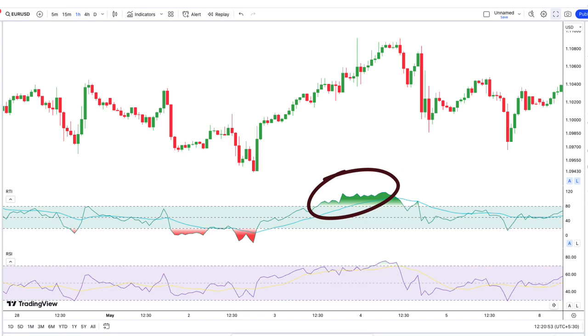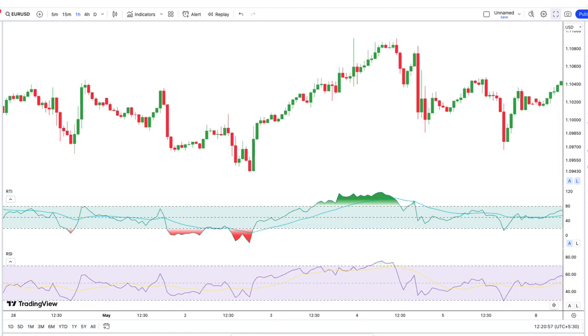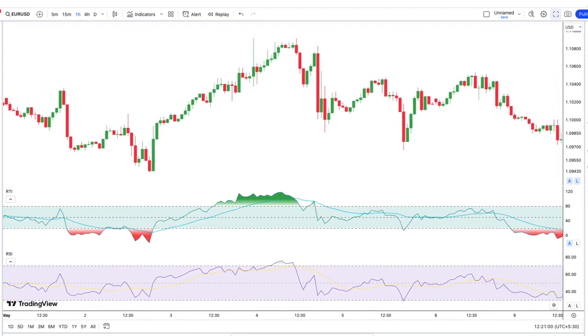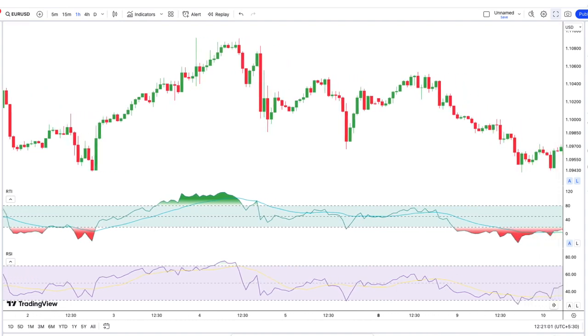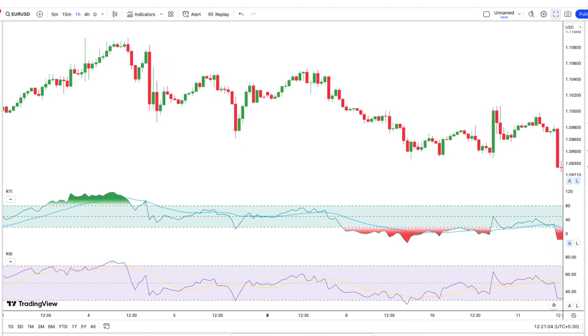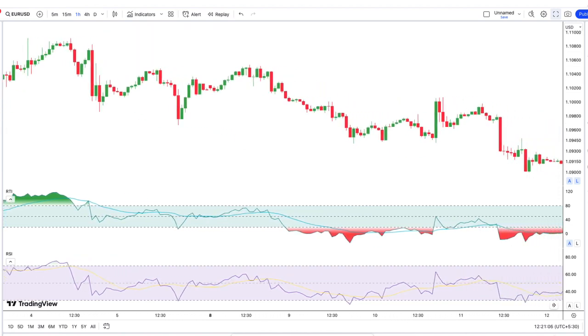Even as the RSI generates false signals, you'll notice that the RTI line remains steadfastly above 50 during the uptrend. It filters out the noise and provides a more accurate representation of the market's direction. It's a powerful tool that considerably outperforms the RSI in identifying trends and pinpointing overbought and oversold areas.